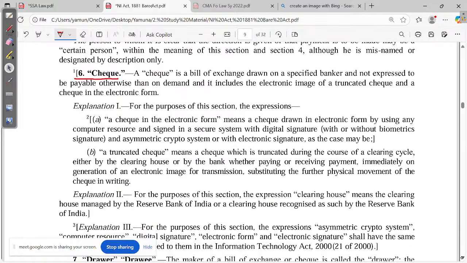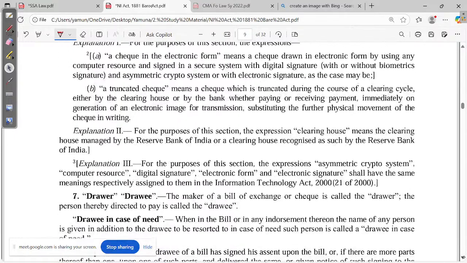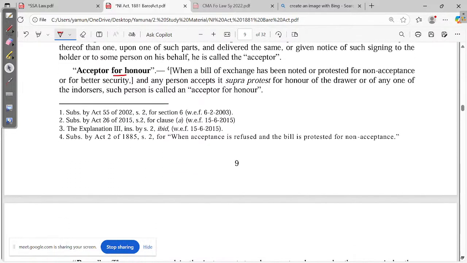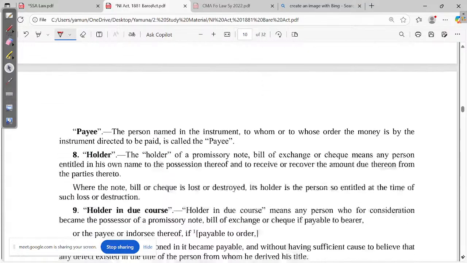And in the number, what is negotiable, in section 13. Okay, that's a listing definition. They will come across these terms. Who is called as drawer, drawee in case of need, acceptor for honor. Okay, let us look at all of these a little. So that's about the seventh one. All of these are often repeated, especially CMA Inter needs care.